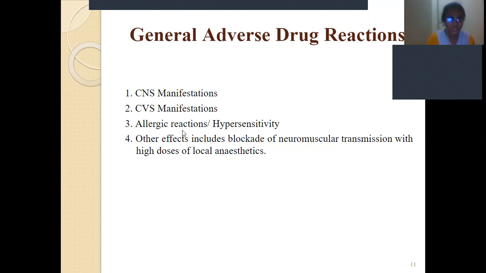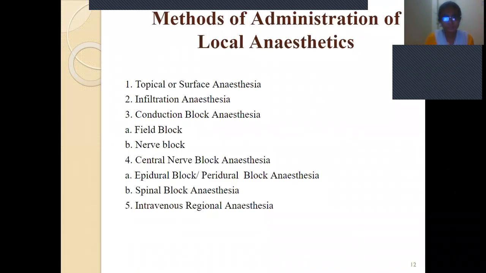Next, allergic reactions. What will happen? Skin rashes, dermatitis, and asthma. Other effects include blockage of neuromuscular transmission with a high dose of local anesthetic. So these are the general adverse drug reactions we can see with local anesthetic drugs.